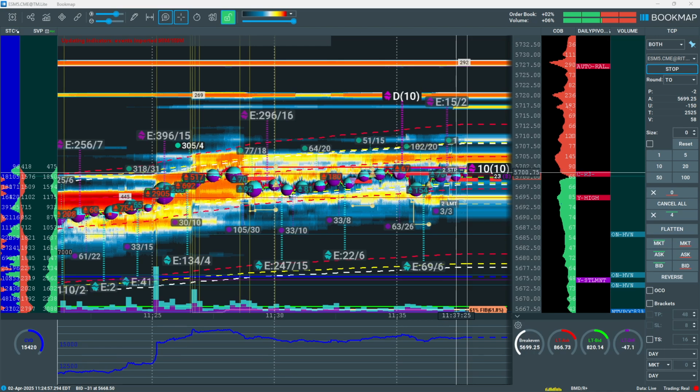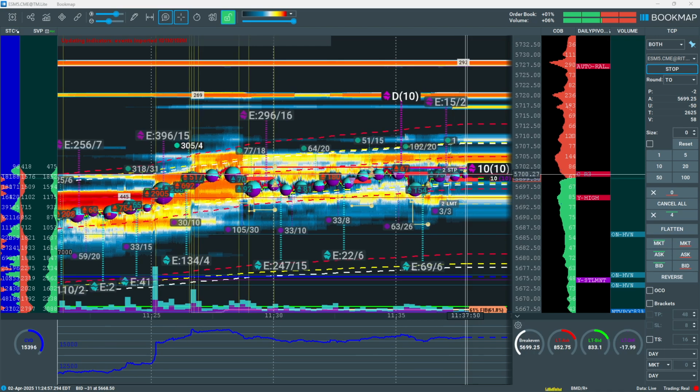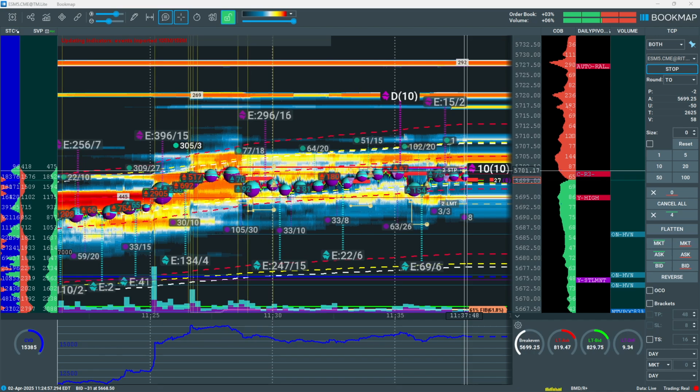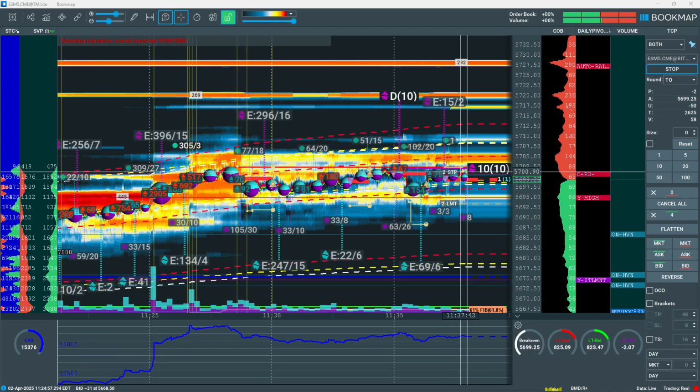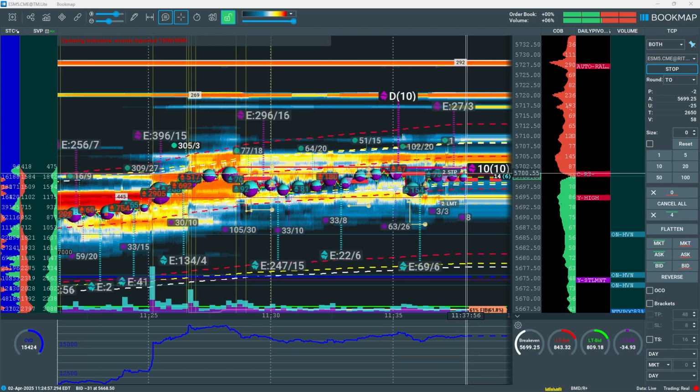Right, I want to stop out just above that liquidity. That liquidity pulled right there. So let me move my stop down. Right above the structure, I want to stop out right there. If we pull back, I want to stop out.